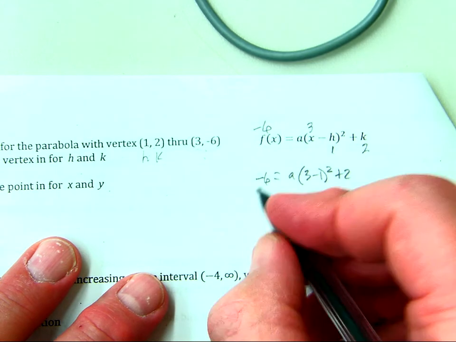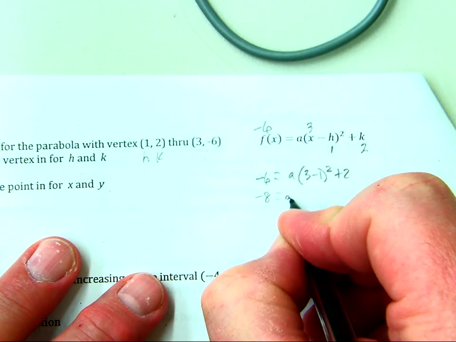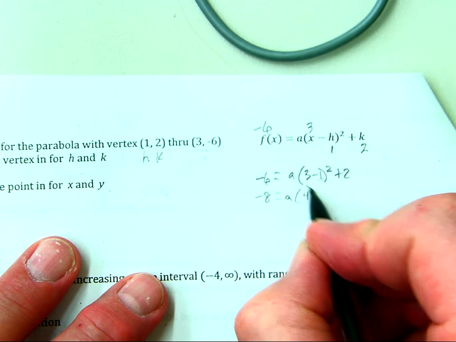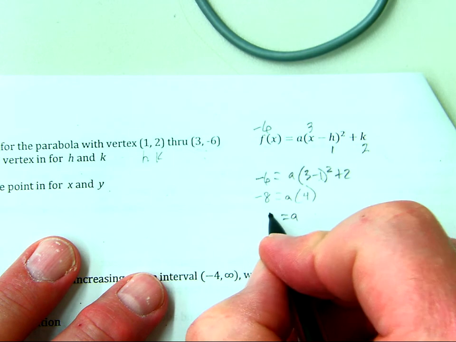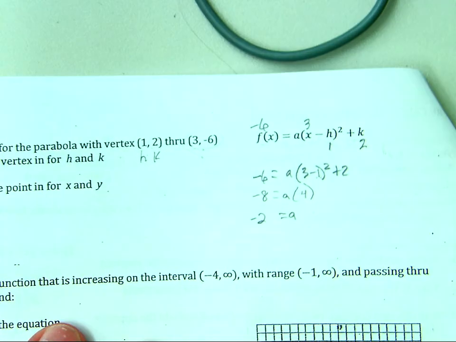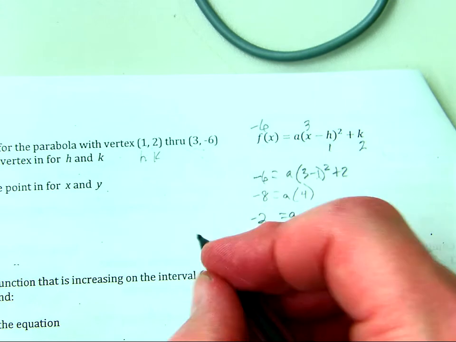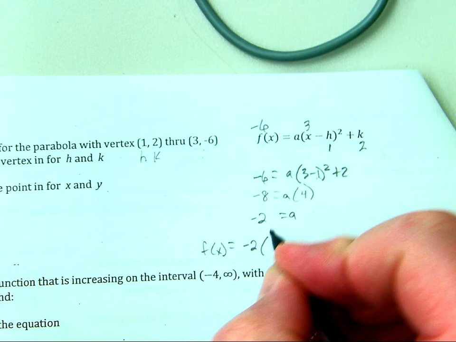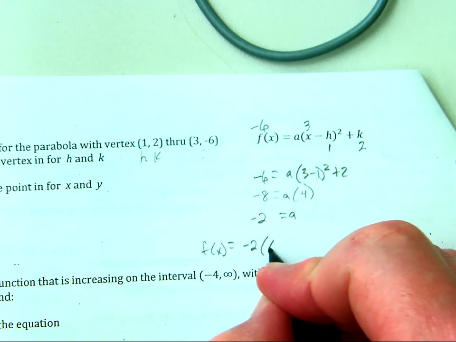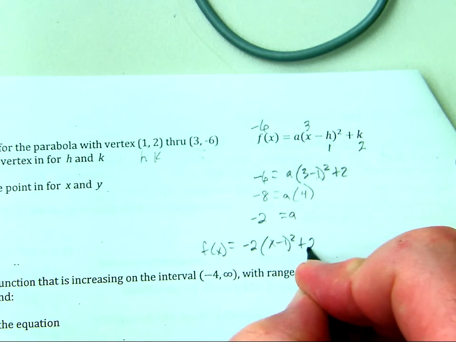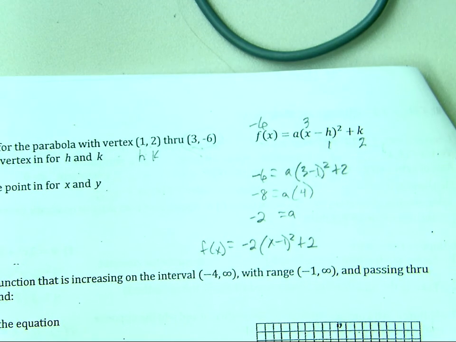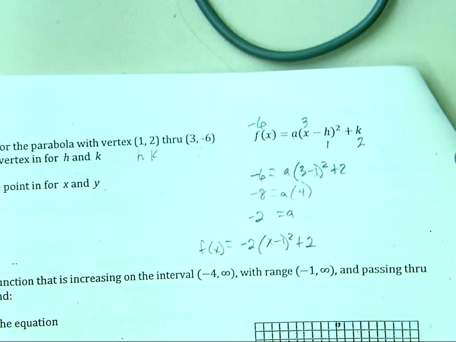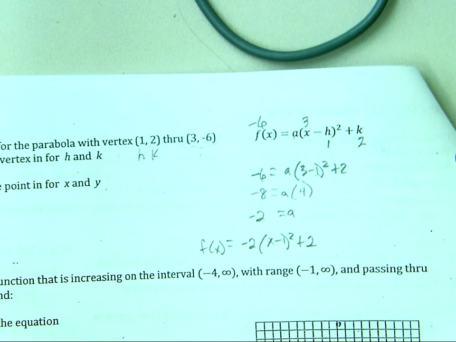So if we subtract 2, that'll be a negative 8 equals a times, let's see, 3 minus 1 is 2, squared is 4. So now if we divide by 4, a is negative 2. So our equation is f of x equals negative 2 times, here we knew h was 1, x minus 1 squared plus 2. There's our equation. So after we found a, we plugged it back into the original. We left the h and the k that we plugged in there. There's our equation.